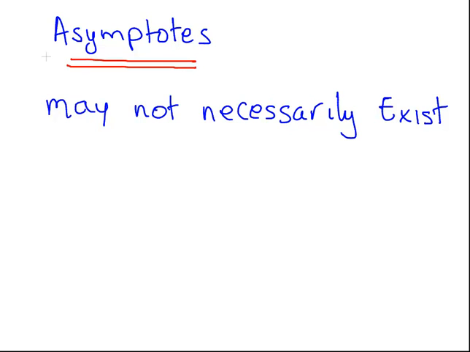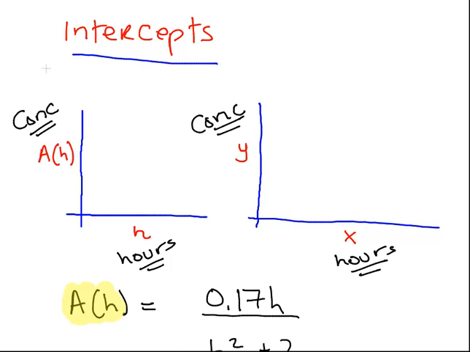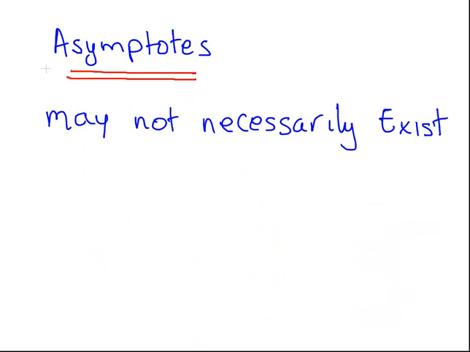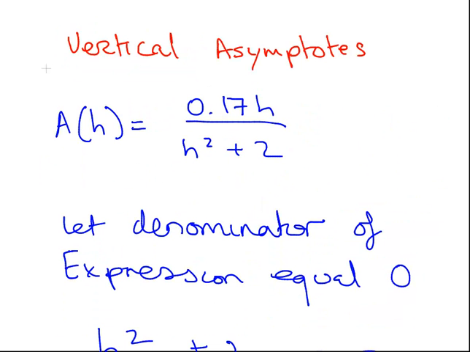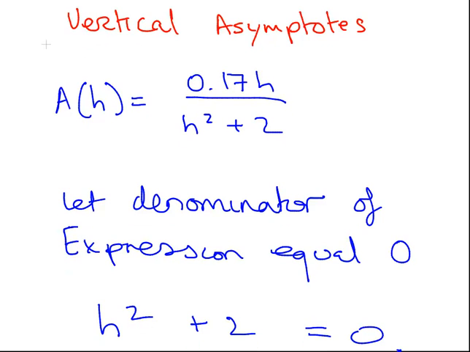There may not necessarily be a horizontal asymptote. In some curves and functions, you will have them. You'll have one of each. But in some you might have a vertical asymptote only, in some a horizontal asymptote only, and in some functions you might have neither a vertical nor a horizontal asymptote. So asymptotes may not necessarily exist, but let's do it from first principles anyway.